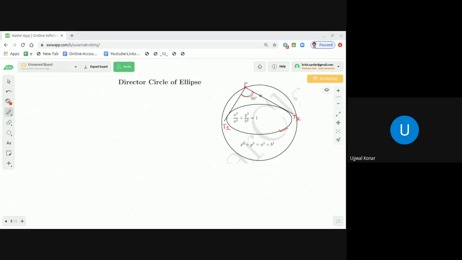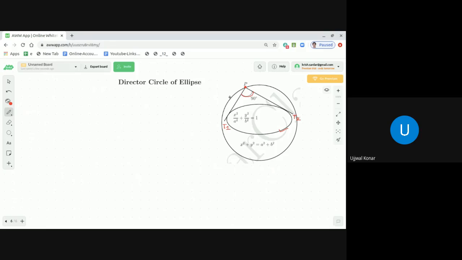So I repeat once more. Let us take a point P such that two mutually perpendicular tangents can be drawn to an ellipse from this point P. Now, the locus of such points describes a circle, and that circle is known as the director circle. Suppose here is a point P.